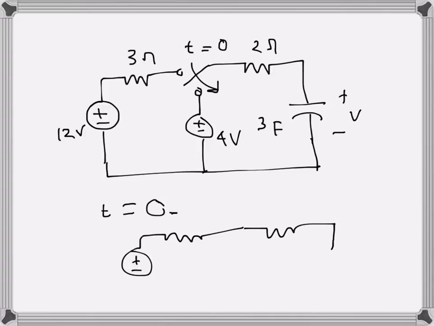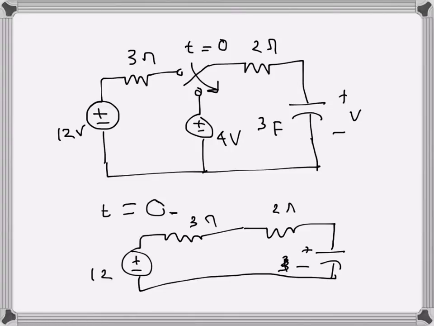So the circuit would be like this one, and the capacitor will be charged up to the supply voltage. So that means this one, 3 farad here, and this is V. So V will be 12 volts. That will be the voltage at which it is charged.